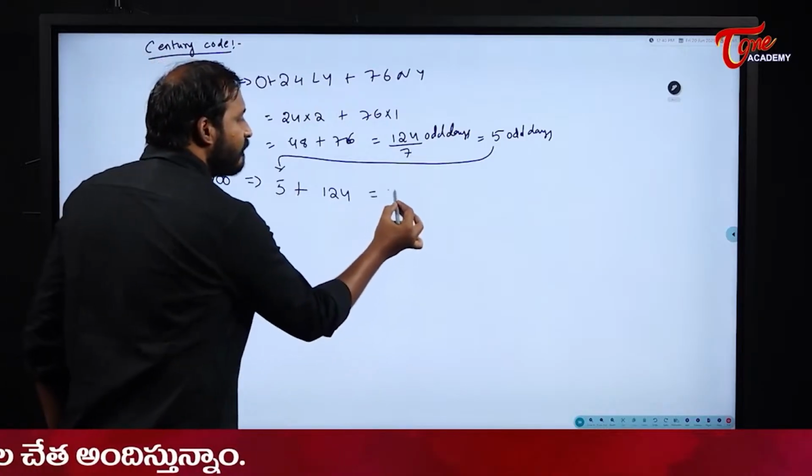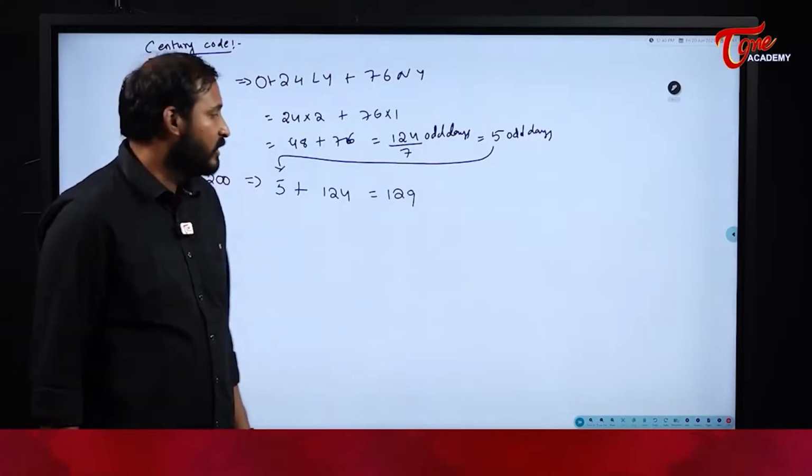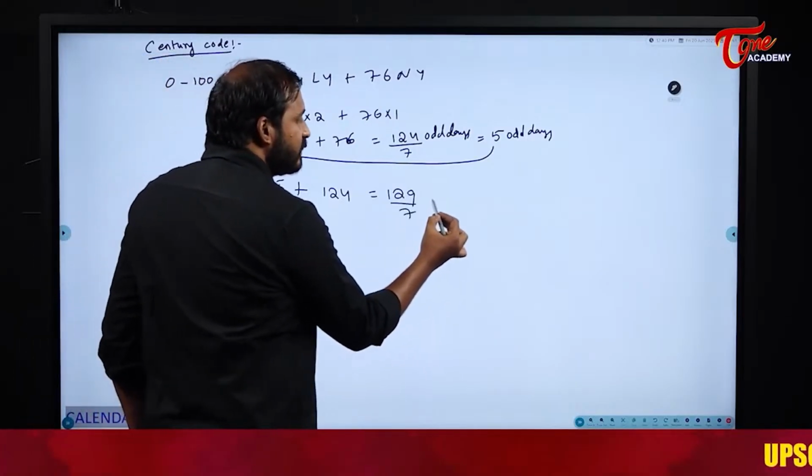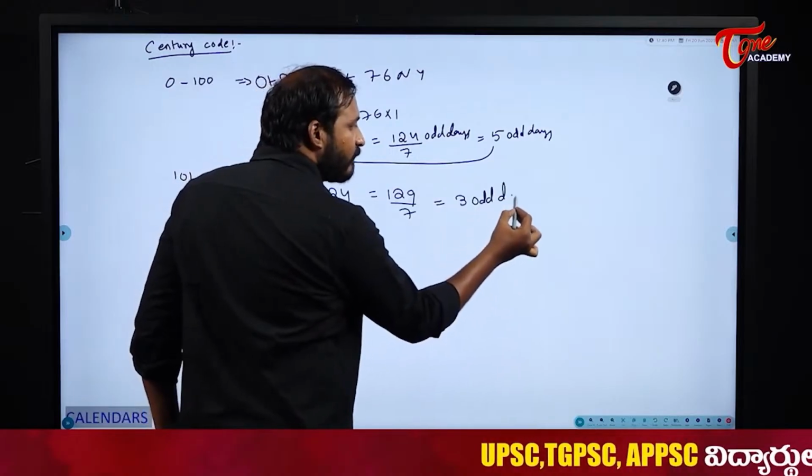So that means it will become 129. But will we have 129 odd days? No, sir, we will not have. So once again we divide it with 7. So what will you get here? The number of odd days as 3 odd days.